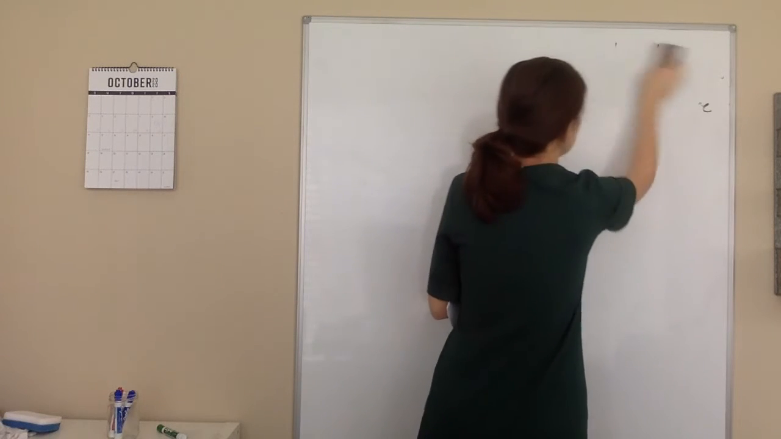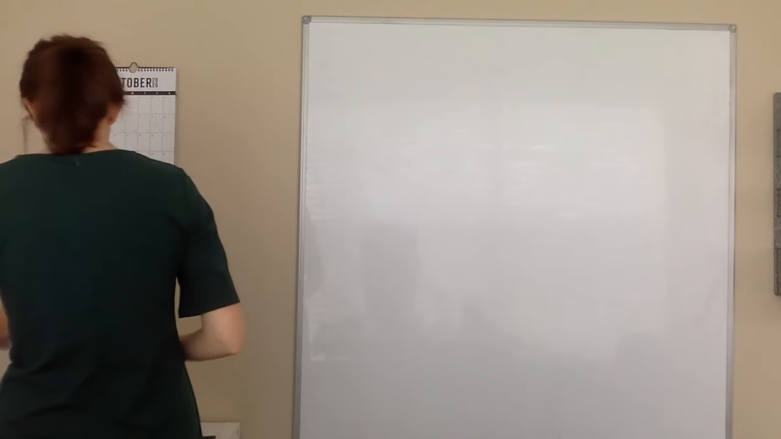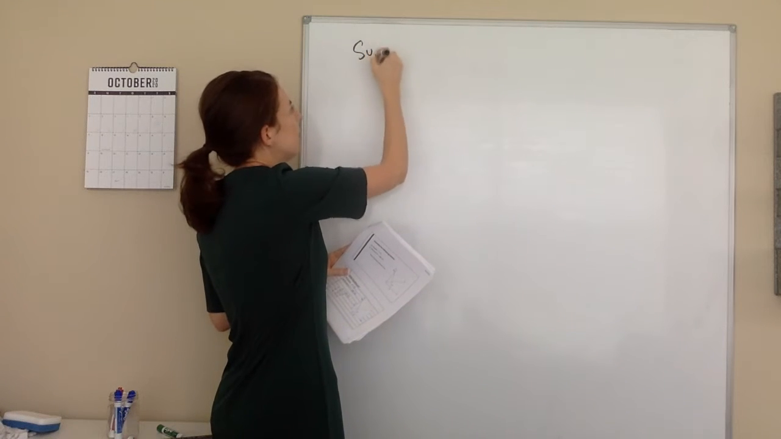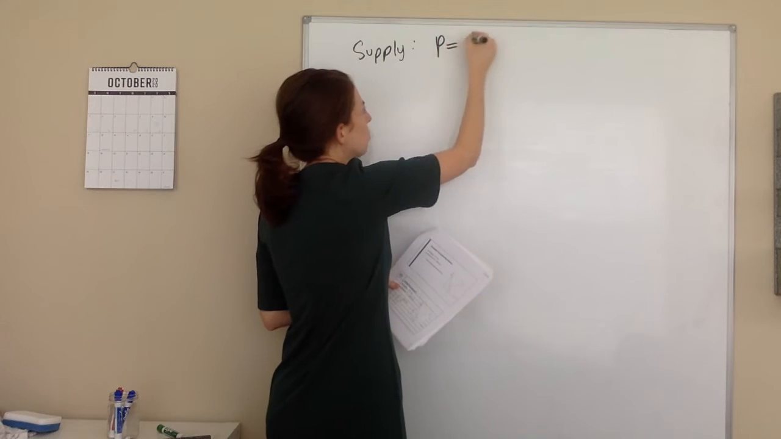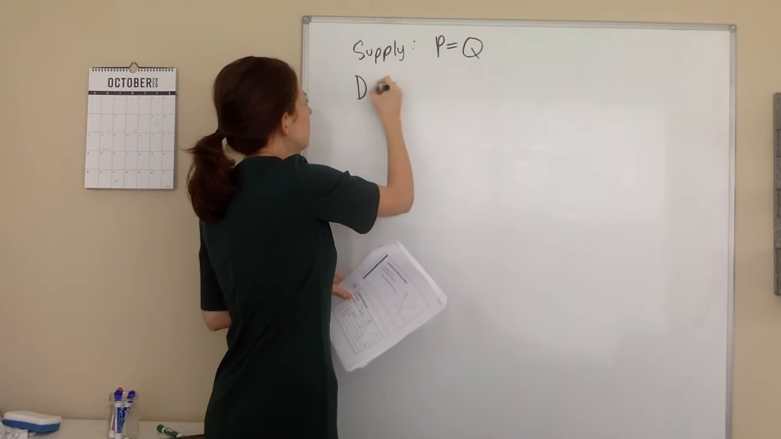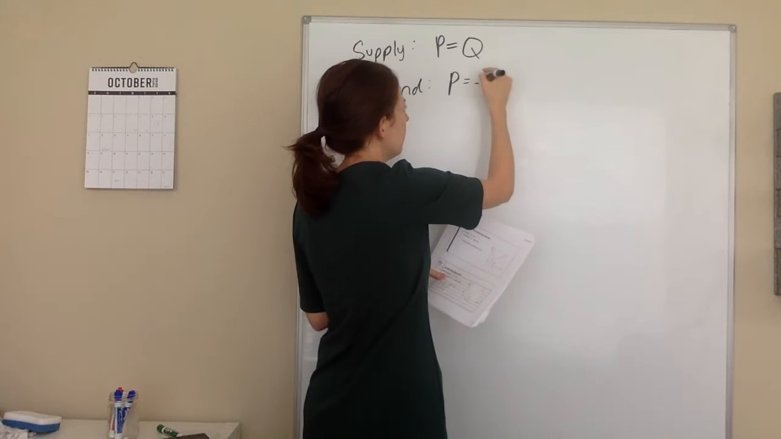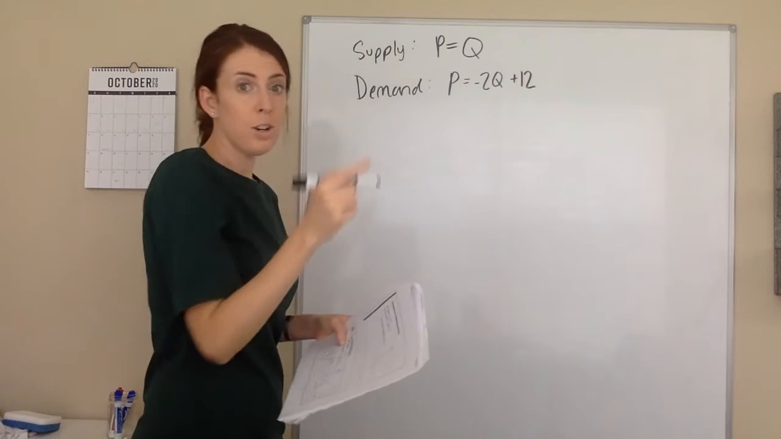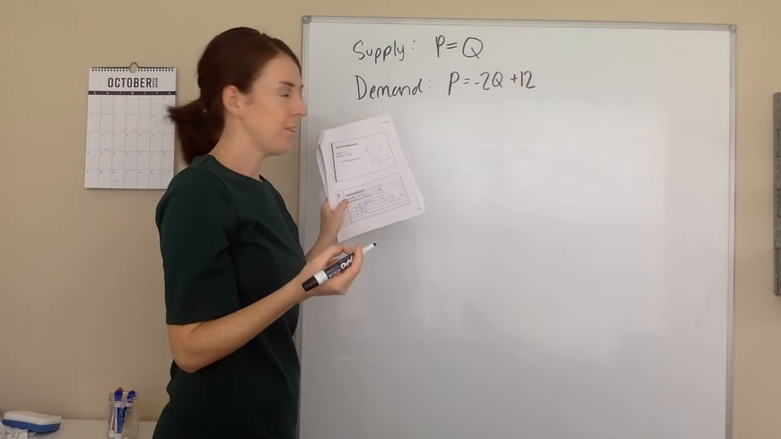Okay, so I'll erase real well. Okay, so this is the example. So consider the following market. Suppose you have a market where the supply is characterized by the following equation: price equals quantity, and the demand is characterized by the equation price equals negative 2Q plus 12.